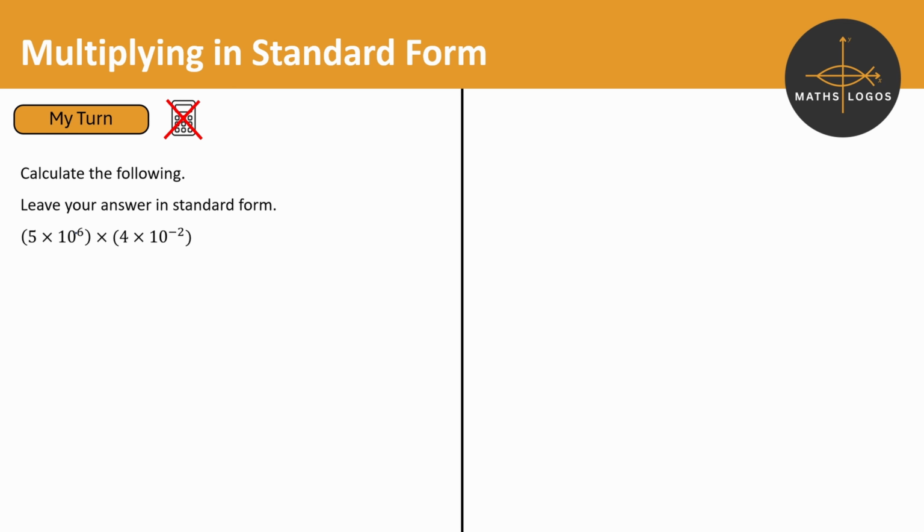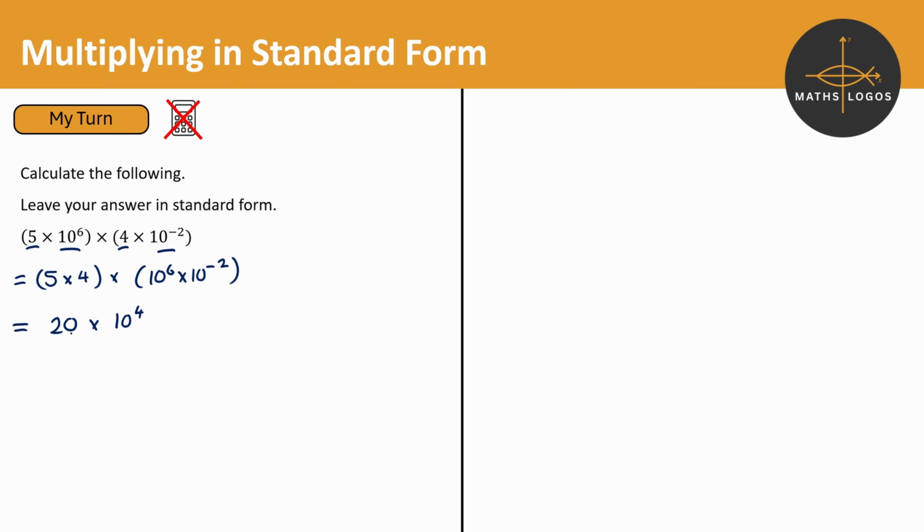Okay, our next example is a little bit different, and we'll see why in a second. So I've got 5 multiplied by 10 to the power of 6, and then I'm multiplying that by 4 multiplied by 10 to the power of negative 2. Same as before, I'm going to multiply my coefficients together, 5 multiplied by 4, and then I'm going to multiply that by my powers of 10 multiplied together. So 10 to the power of 6 multiplied by 10 to the power of negative 2. 5 multiplied by 4 gives me 20, and then I collect together my indices, so I do 6 add negative 2 to give me an answer of 4.